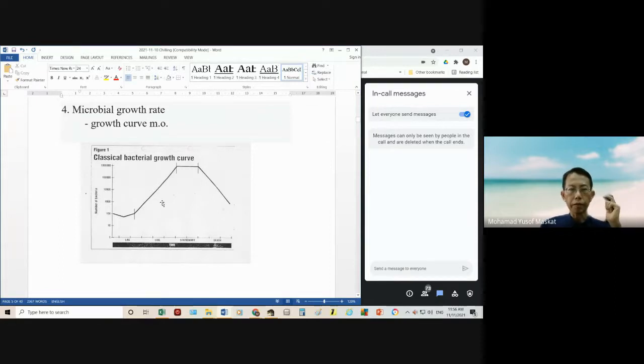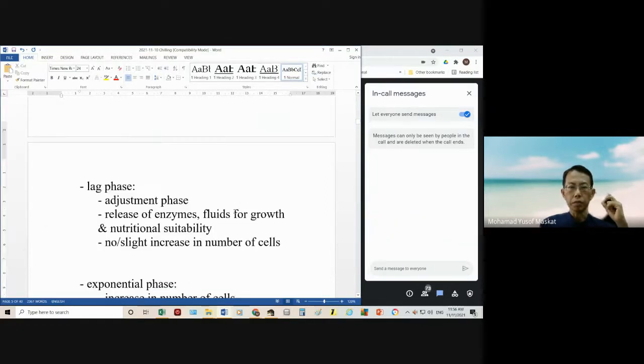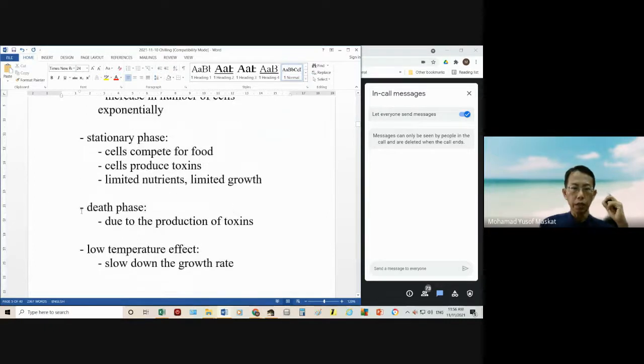But the new bacteria being produced is higher than the bacteria dying. Over here it is the same, so it levels off. And then when the situation is not conducive to growth, it will reduce, taper off. That is what we call the death phase, due to the production of toxins.